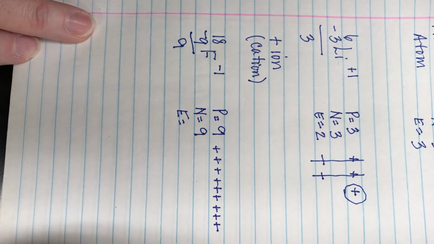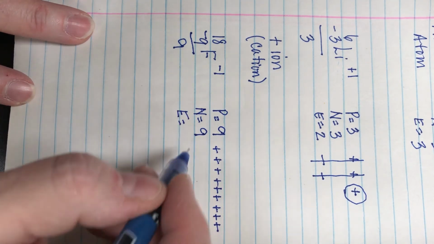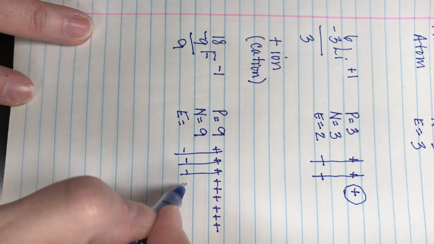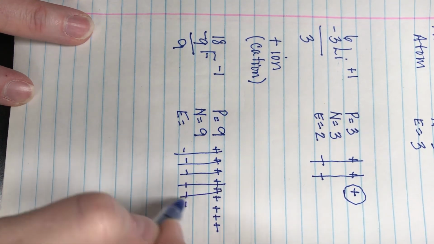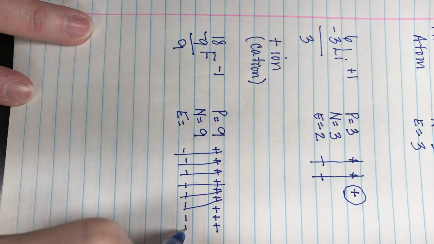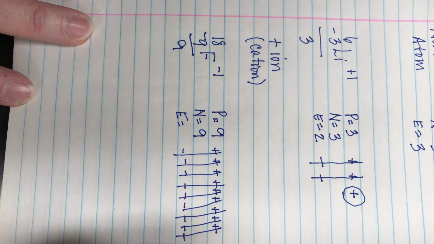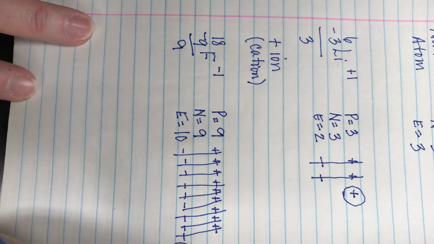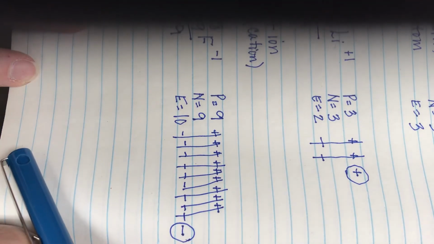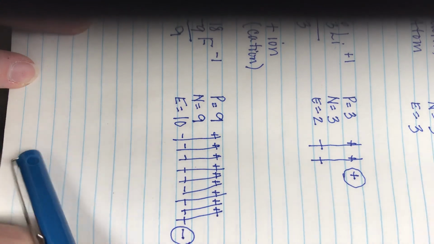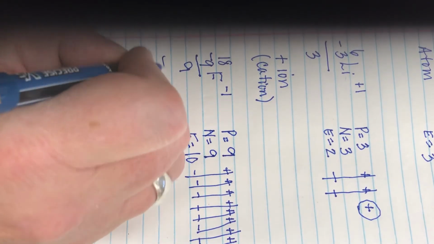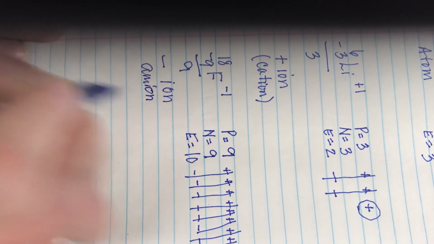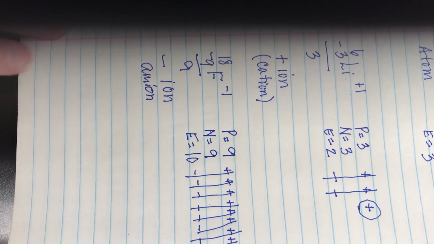So how many electrons am I going to have to get a -1 charge? 1, 2, 3. So those are going to cross out. 4, 5, 6. Those cross out. 7, 8, 9. 10 electrons because we have a -1 charge on that atom. So this is a negative ion or an anion. Okay, so that's how you do ions.